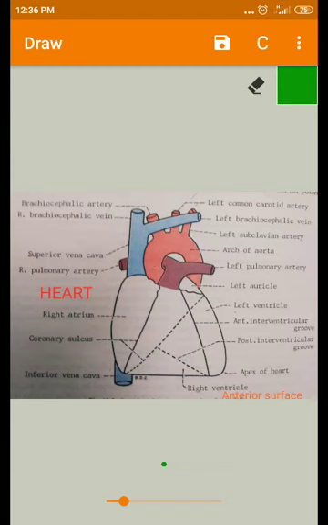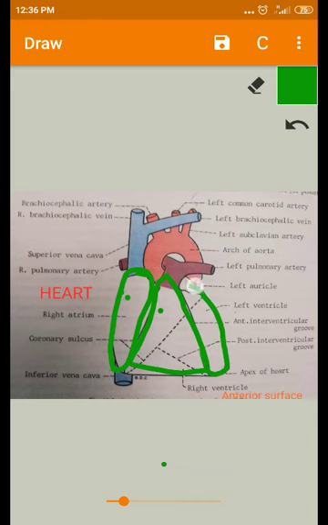Dear students, welcome back. In this video we can see the grooves or sulci which are present externally on the heart. The atria are separated from the ventricles. This is the right atrium. This is the right ventricle. This one is the left ventricle, and above this one is the left auricle. Most of the left atrium is present on the posterior aspect.